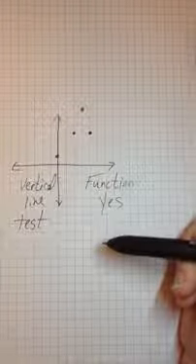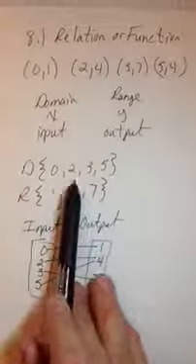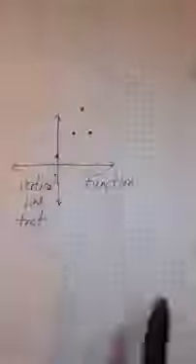Relation or function. Domain and range, input, output, list, map, graph.